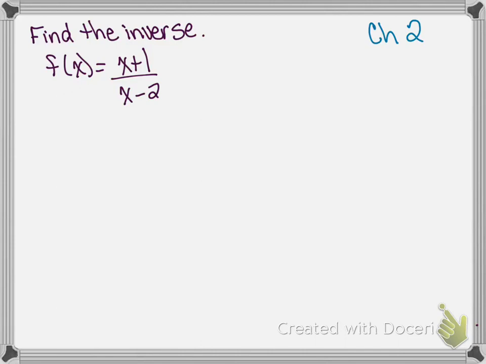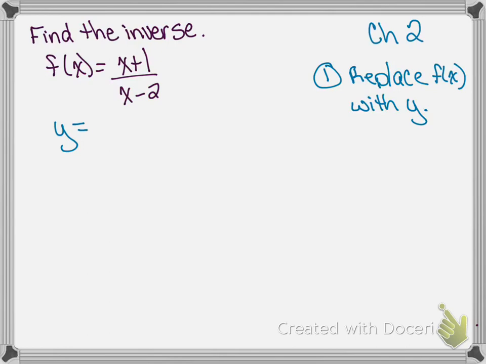The first thing that you are going to do when you find the inverse of a function is replace f of x with y. That's the first thing that we're going to do. We're going to replace f of x with y. So I have y equals x plus 1 over x minus 2. So I have replaced f of x with y.